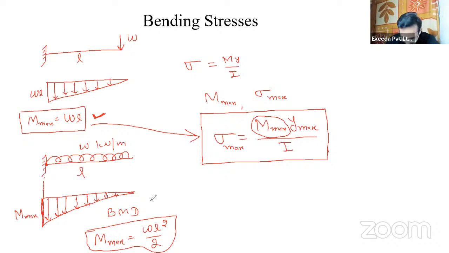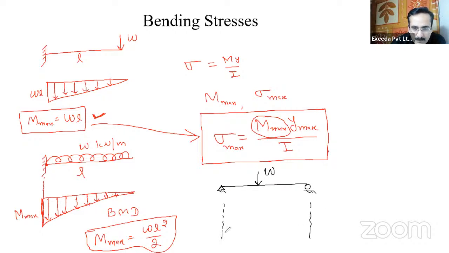Let us take one more case: simply supported beam with point load. What was the bending moment diagram for that case? You should remember that. This is the reaction RA, and the reaction at B was RB. You can solve it using the hogging or sagging bending moments. And the bending moment was maximum at the center.